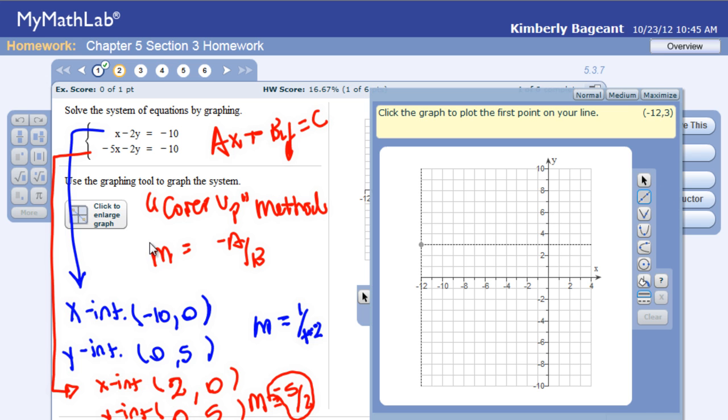So to graph, let's graph our first line. Our x-intercept is -10, 0. Our y-intercept is 0, 5. The second line, our x-intercept is 2, 0. And our y-intercept is 0, 5. So here you see our intersection point is 0, 5.